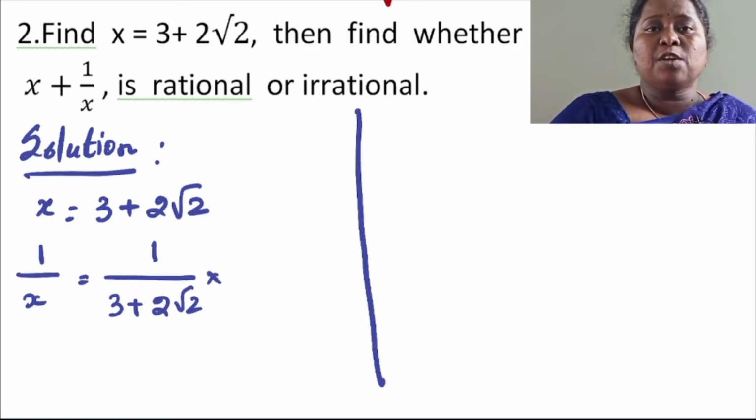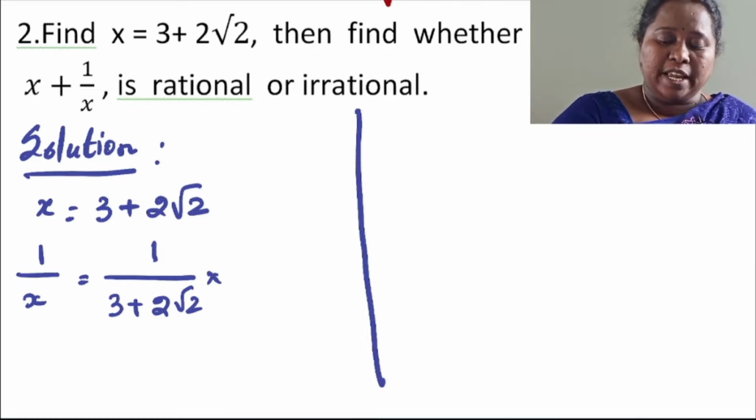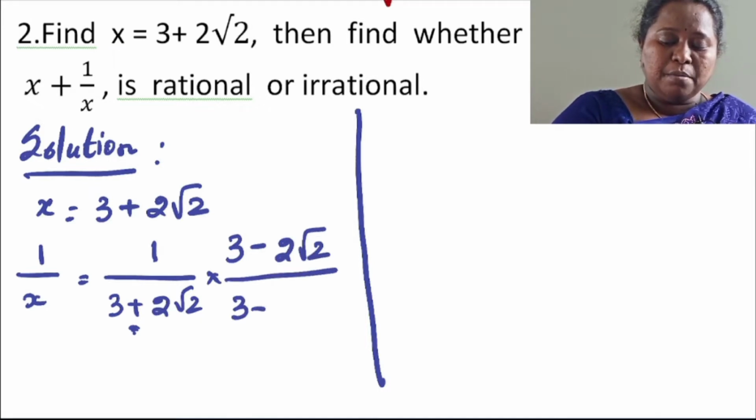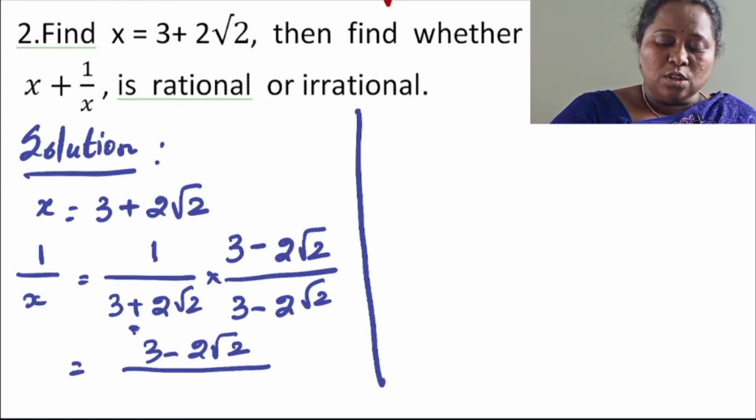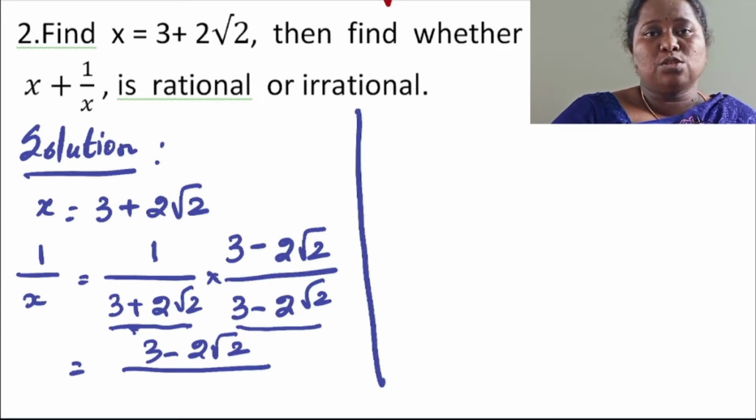So, in the denominator, if you have the root number, what we have to take? We have to take the conjugate. Here, we have plus sign, so you have to take the negative, minus: 3 minus 2 root 2 divided by 3 minus 2 root 2. In such case, we have to multiply both the numerator and denominator. When you multiply, you will get 3 minus 2 root 2 in the numerator. In the denominator I have 3 plus 2 root 2 and 3 minus 2 root 2.